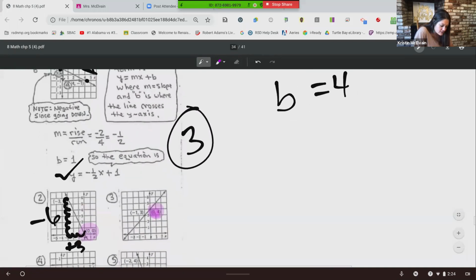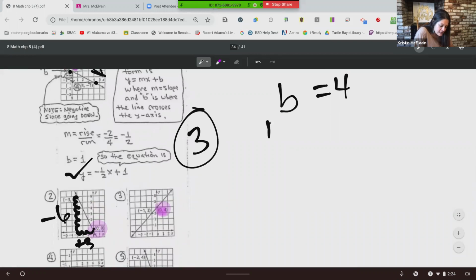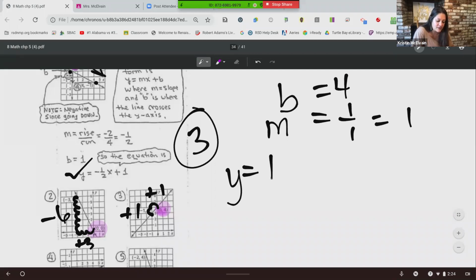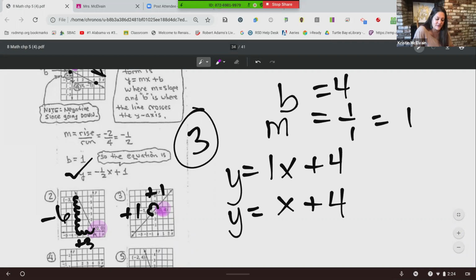And now let's count. We'll leave it like this. And then my slope, rise over run. So I'm going to count from where I can see a point here. So I see negative 1, 3 to 0, 4. It goes up 1 and runs 1, plus 1, plus 1. So our slope is 1 over 1, or of course 1. So our equation, y equals 1x plus 4. And of course, that is simply y equals x plus 4.